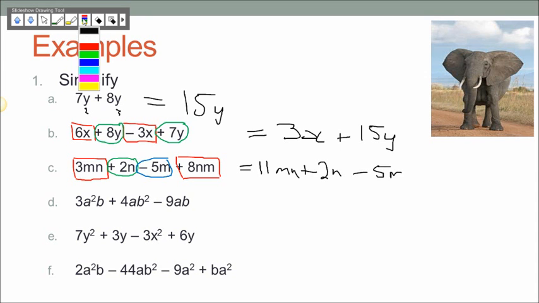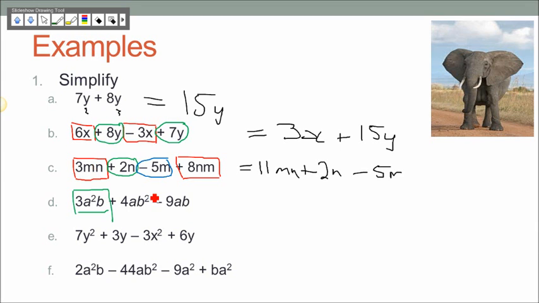Okay, let's have a look at the next one now. You should be getting the hang of it. So our very first term is 3a squared b. Let's have a look at the rest. There's no more a squared b's. There's an ab squared, but that's not the same. And then we've got an ab. That doesn't work. Okay, so there's no more.